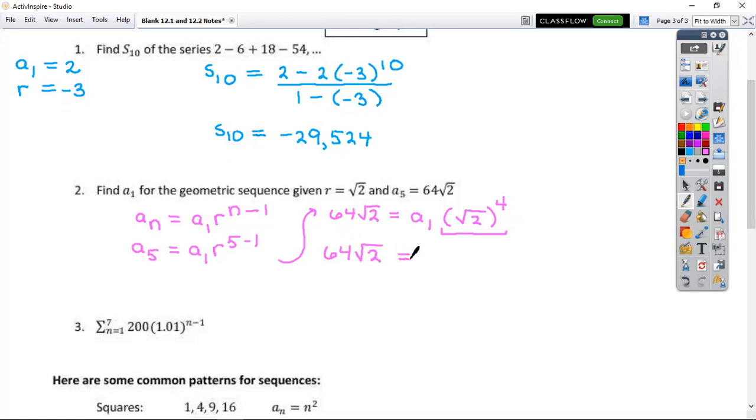So 64 radical 2 equal to 4 times a sub 1. And then you're going to just divide by 4, and then you're good. So divide by 4, divide by 4, and we get what? 16 radical 2? Yep, equal to, what was this? Our first term. So that is your solution for term number 1.